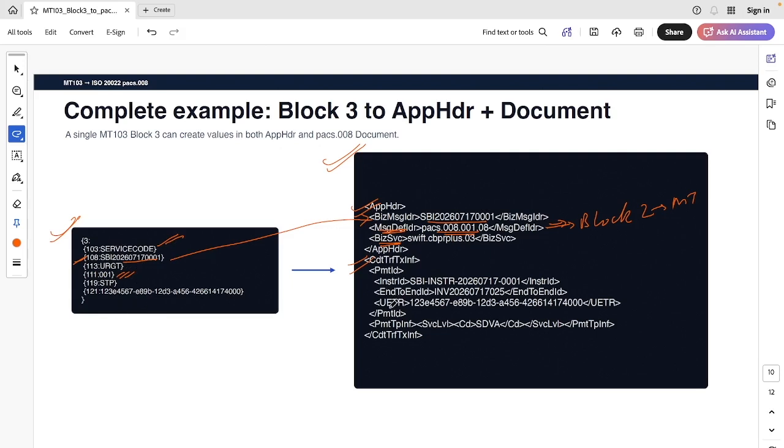Then we have UETR. As we have seen, UETR is a direct mapping of field 121, one to one, which captures the UETR value. And then we have the service level. This service level can also be mapped to your field 109 depending upon the conditions and the usage guideline. Okay, so this is how the mapping of block 3 in MT103 to ISO 20022 pacs.008 format looks like.